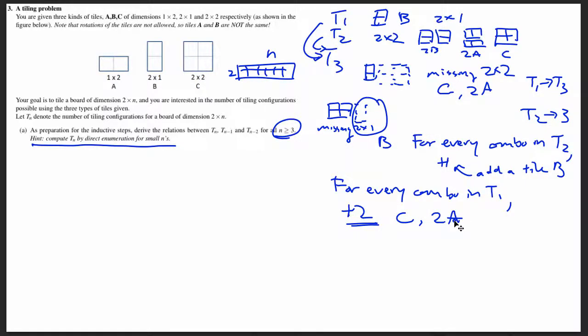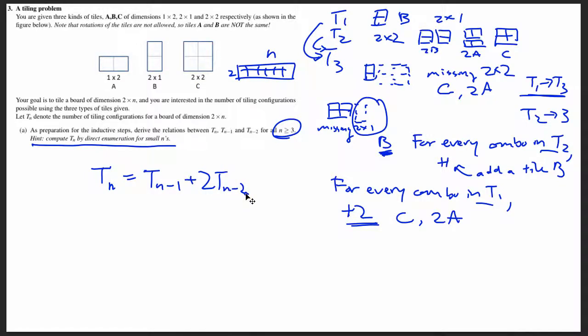So the reason why you need to not count 2B is because you already account for a B here. So then any other cases where you add B will be double counting from this spot. And this helps us a lot because we add 1 for each T2 and we add 2 for each T1. So we can guess the relation Tn equals Tn minus 1 plus 2 Tn minus 2.